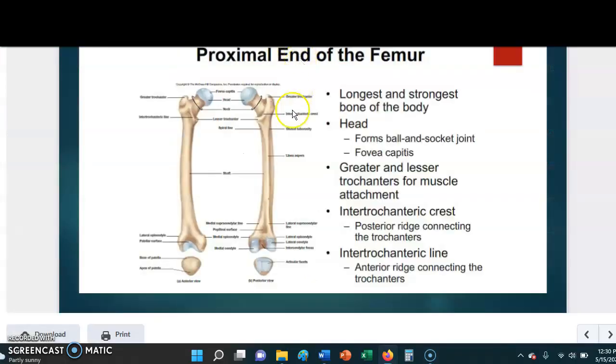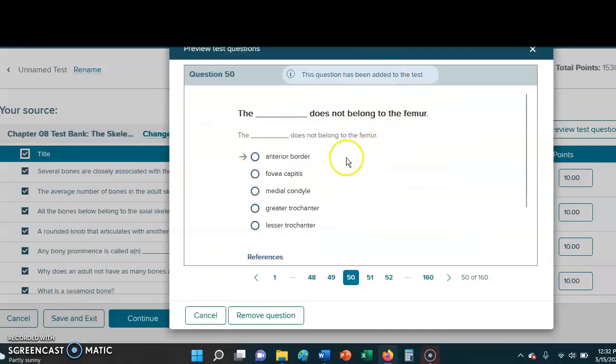And right here we have the femur, and we have the medial condyle, lesser trochanter, greater trochanter, the fovea capitis is in here. Okay, so then going back to the question, the only possible answer is going to be anterior border, right? Because that one does not belong to the femur. The other answers are obviously found in the femur.